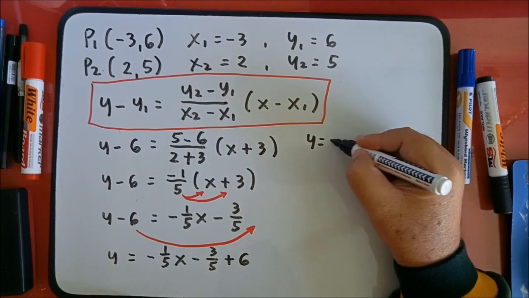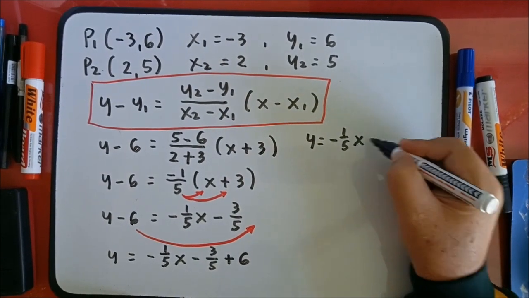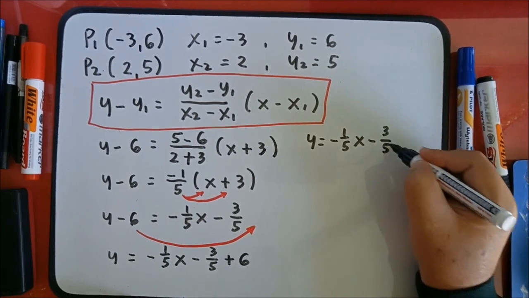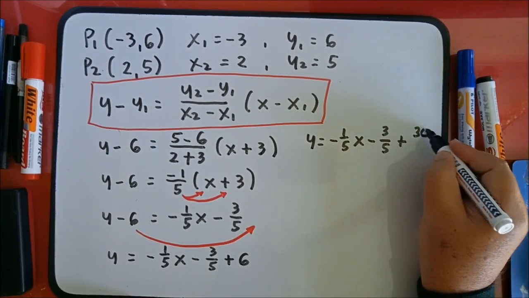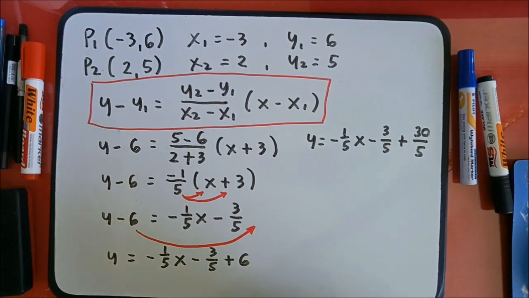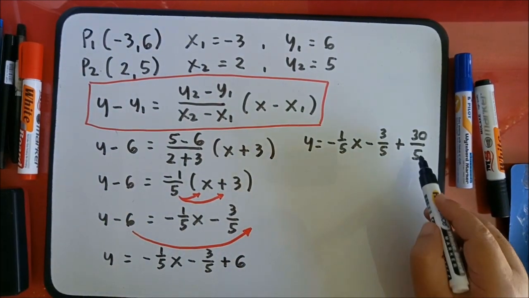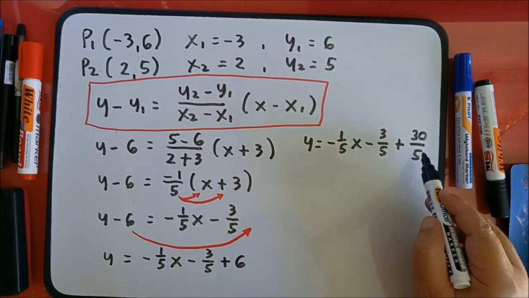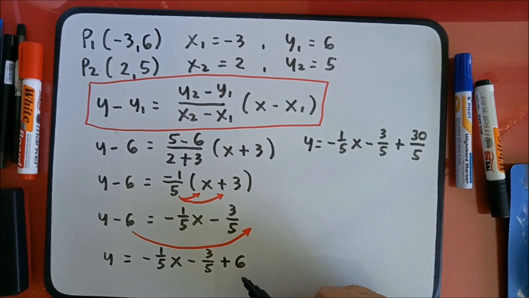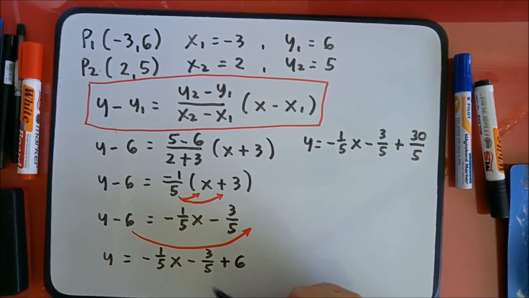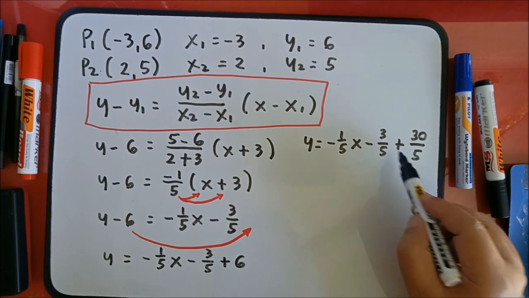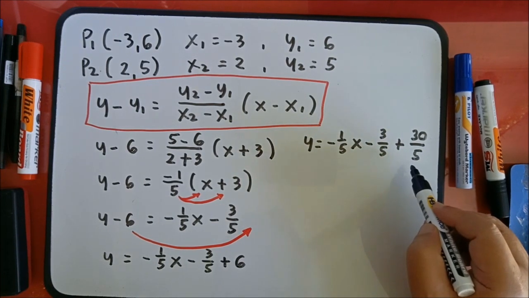Y is equals to negative 1/5 x minus 3/5 plus 30 over 5. Ang tanong ng bata, sir, bakit 30 over 5? Saan galing yung 30 over 5? 30 over 5 is also the same as 6. Okay, find the equivalent fraction of 6 such that the denominators of this 3/5 will be the same. The similar fractions. So, similar fractions of 6 is 30 over 5. 3/5 and 30 over 5 are similar fractions.